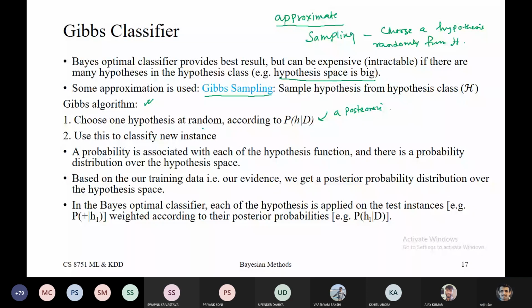And then how to use it: if we get a new instance, a probability is associated with each of the hypothesis functions, and there is a probability distribution over the hypothesis space. Okay, this you know. Based on our training data or evidence, we get a posteriori probability, that is P of h given D.